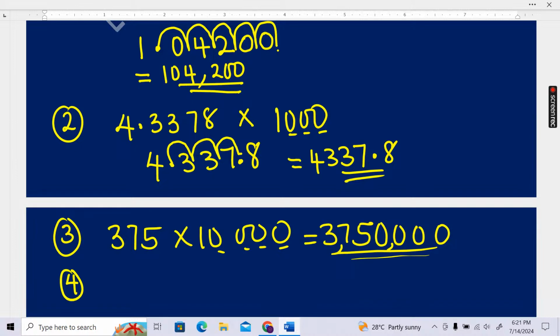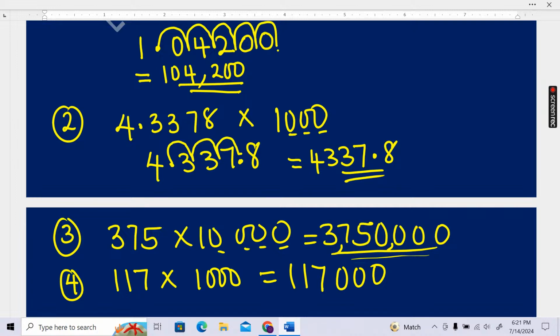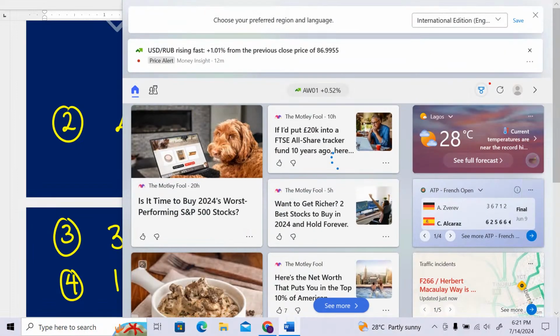Now look at the next one. 117 times 1,000. That's very simple. So the answer will be 117,000. Just write the number of zeros you have beside the original number.